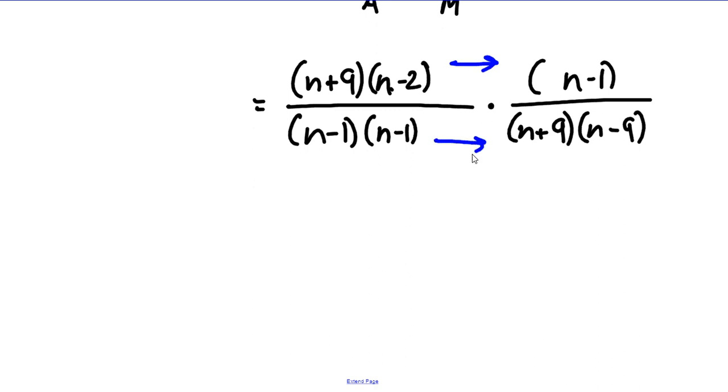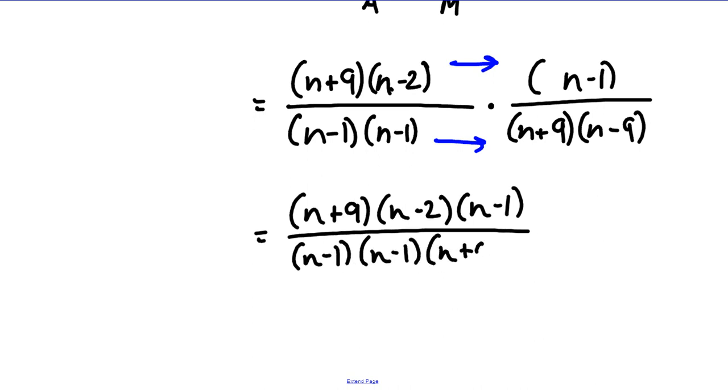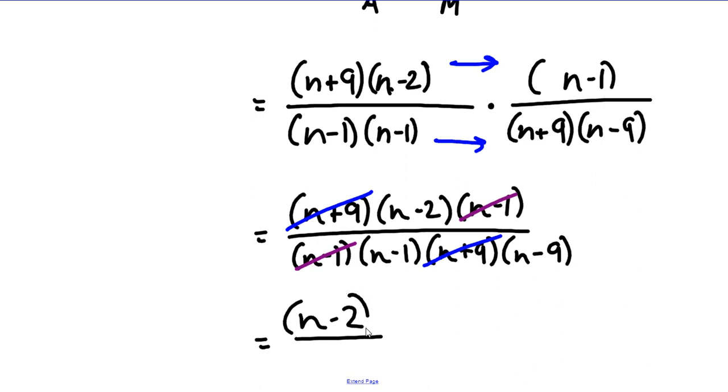Multiply. You'll realize what can cancel out, but I'm just going to be very organized with it so I don't cancel inappropriately. I have n plus 9, n minus 2, n minus 1. Over here, n minus 1, n minus 1, n plus 9, n minus 9. Now, I just find anything that's a common factor on top and bottom that'll simplify. N plus 9 over n plus 9, those will cancel each other out. N minus 1 over n minus 1, those will cancel each other out. The only thing left behind is an n minus 2 over n minus 1 times n minus 9.